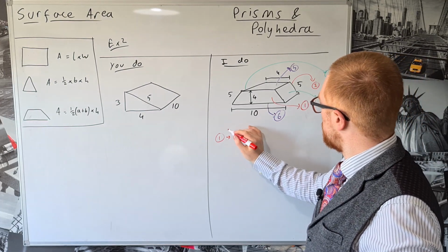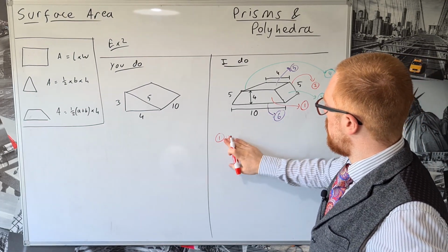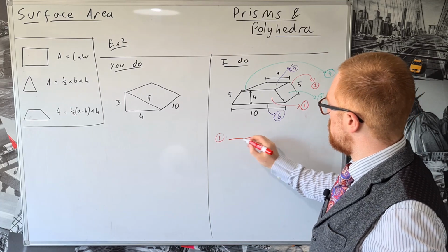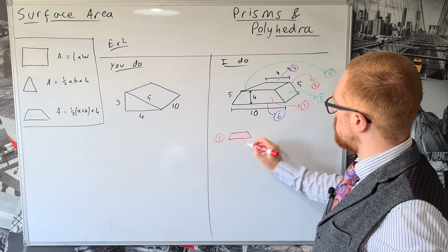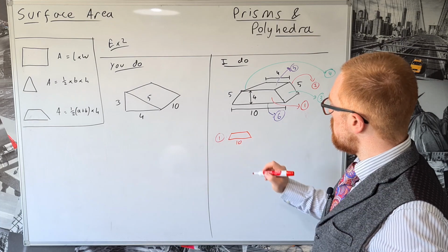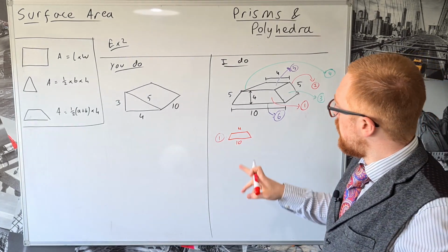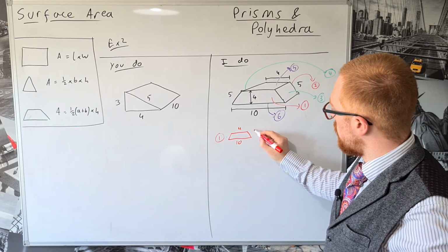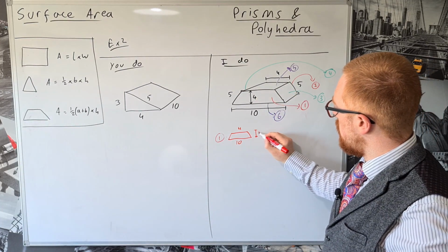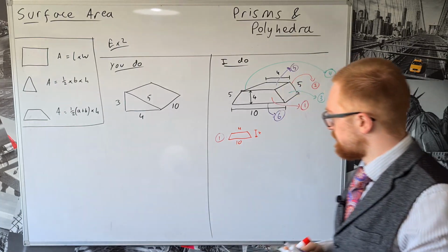And what I will do just before we go any further, I'm actually just going to draw this out. It's usually a good idea to draw out the shape with all the information we need on it. So it's 10 along the bottom and 4 along the top, and the trapezium's 4 high, which is important because we need the height as well.